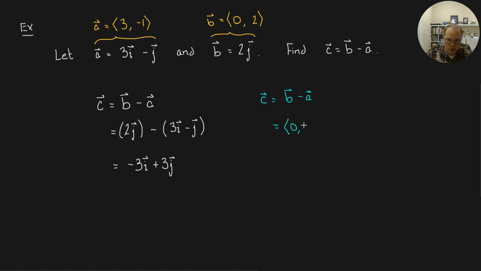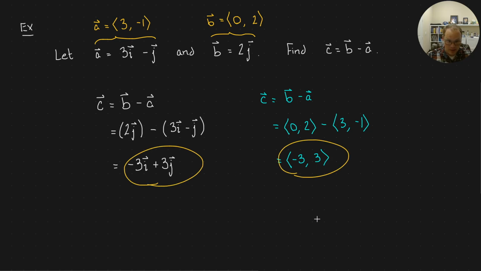vector B is 0, 2, minus vector A, which is 3, -1. And here you just subtract the corresponding components. 0 minus 3 is... wait, I think I got a little ahead of myself. 0 minus 3 is -3, of course. And 2 minus -1 is +3. Okay, gives me the exact same thing.